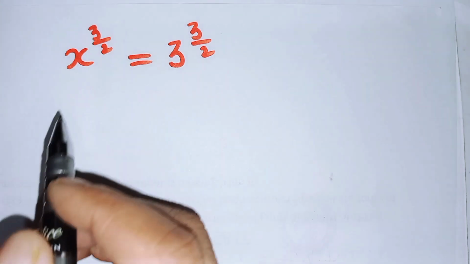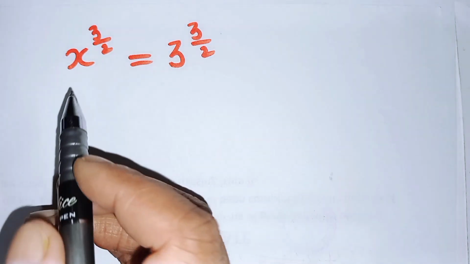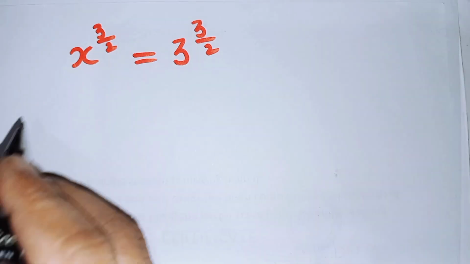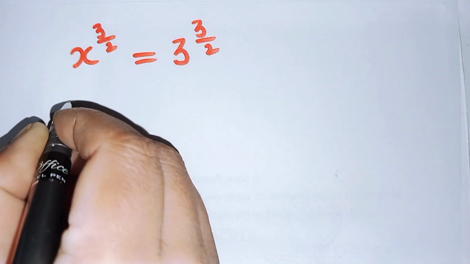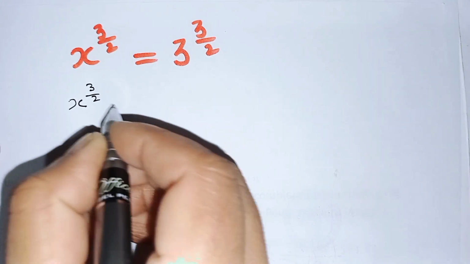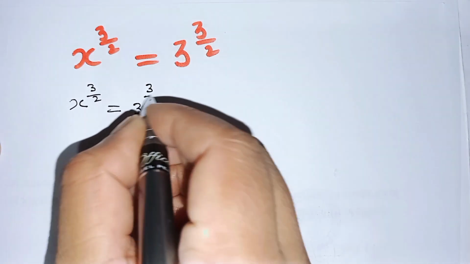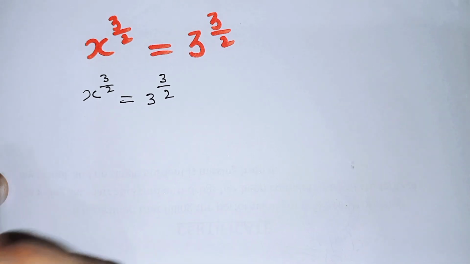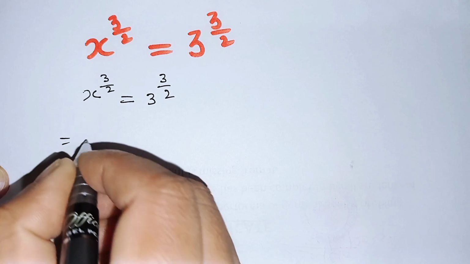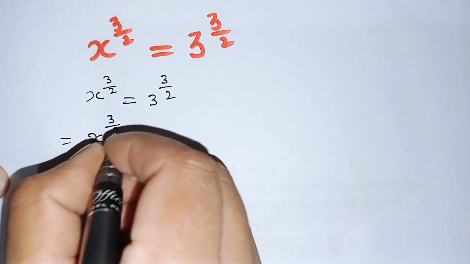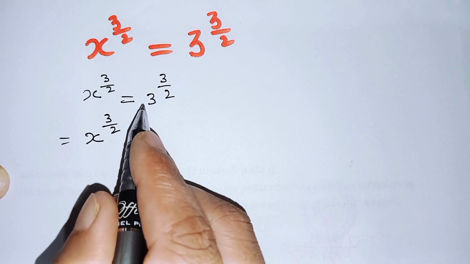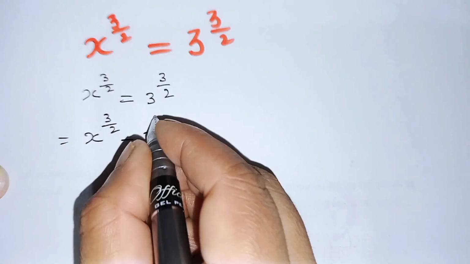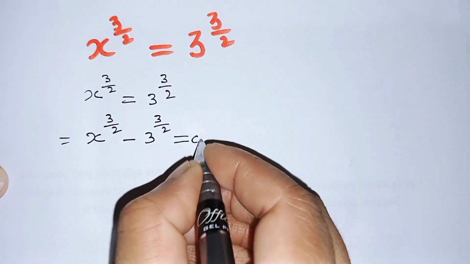Hello everyone, welcome to solve a nice math Olympiad problem, which is x to the power of 3/2 is equal to 3 to the power of 3/2. It can be written as x to the power of 3/2 equals 3 to the power of 3/2. Moving it over, x to the power of 3/2 minus 3 to the power of 3/2 is equal to 0.